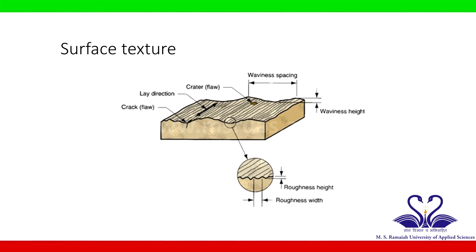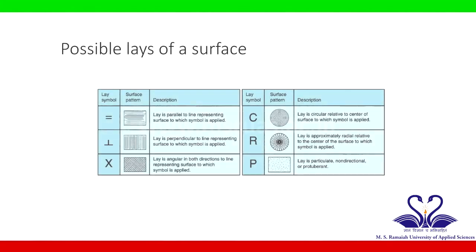Lay: lay is the predominant direction or pattern of the surface texture. It is determined by the manufacturing method used to create the surface, usually from the action of a cutting tool. Flaws: flaws are irregularities that occur occasionally on the surface. These include cracks, scratches, inclusions, and similar defects in the surface. Possible lays of a surface.